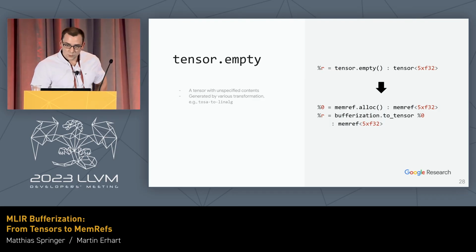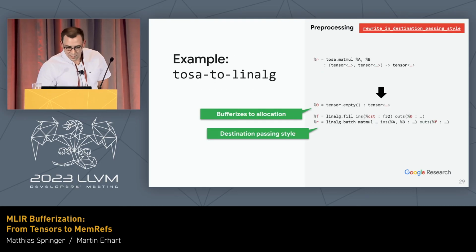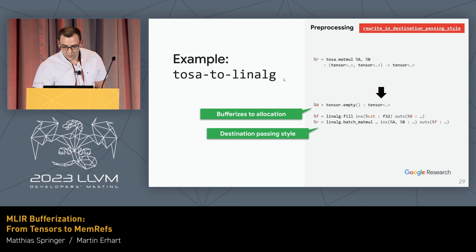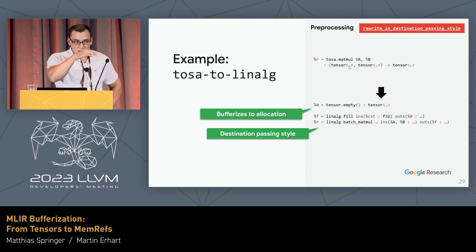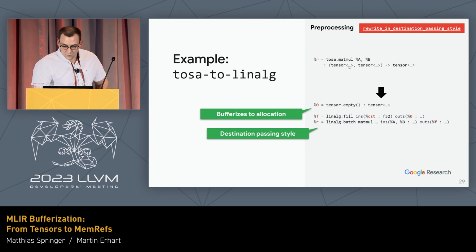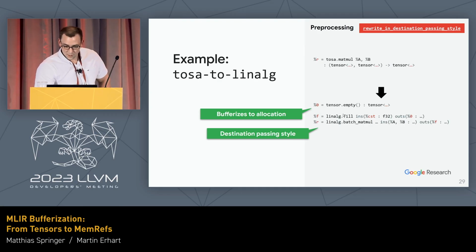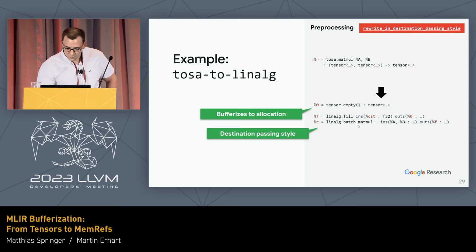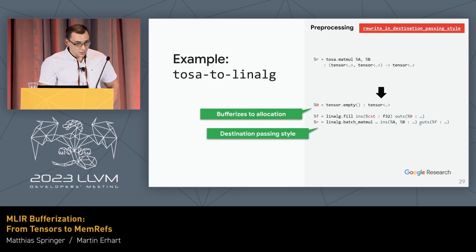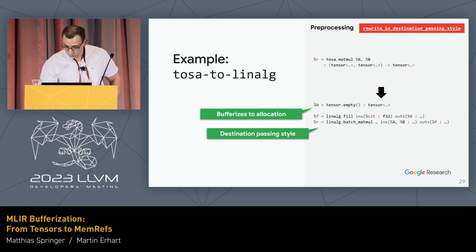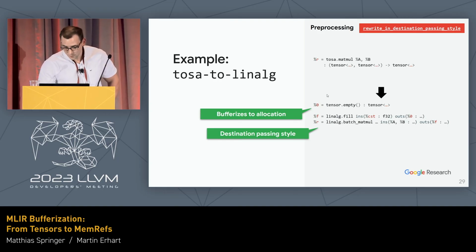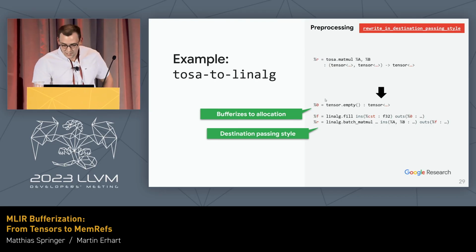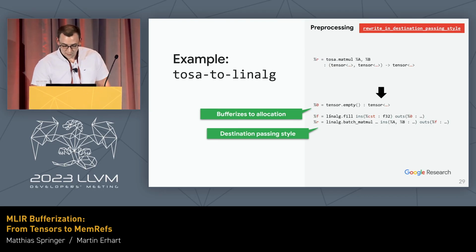And this op is often used by transformations that convert ops into destination passing style. An example would be TOSA to linalg. So if you have a TOSA matmul, as in the original example, if you run this pass, it will lower it into a tensor.empty, linalg.fill, and then a batch matmul. And this batch matmul is in destination passing style. It has an output here. It's not very useful in this case because the output is essentially a tensor.empty, which bufferizes to a new allocation. Yet, at least the ops that we have here are in destination passing style.